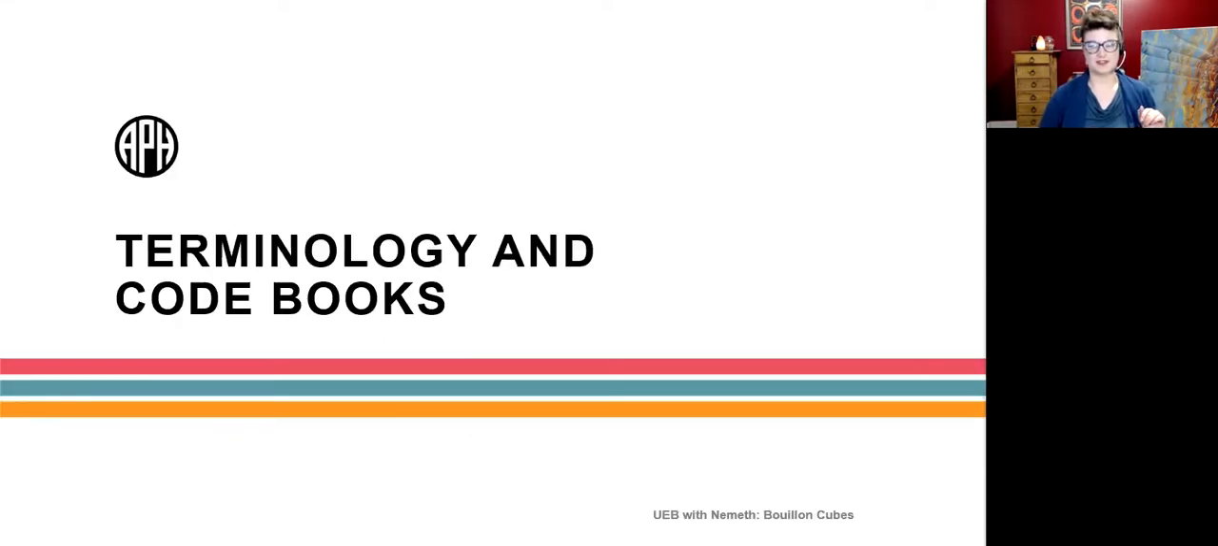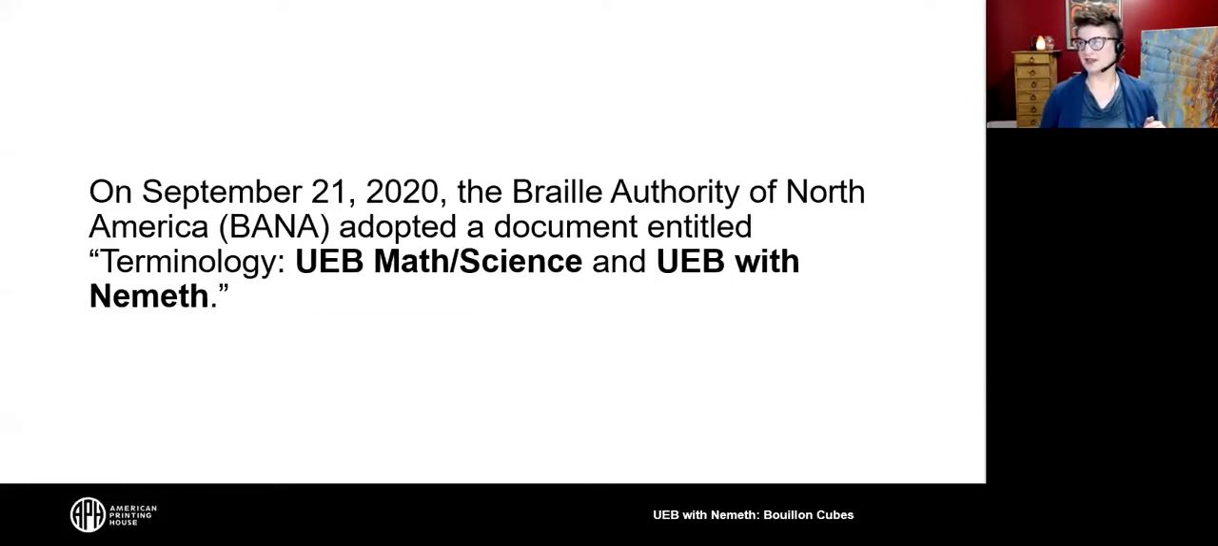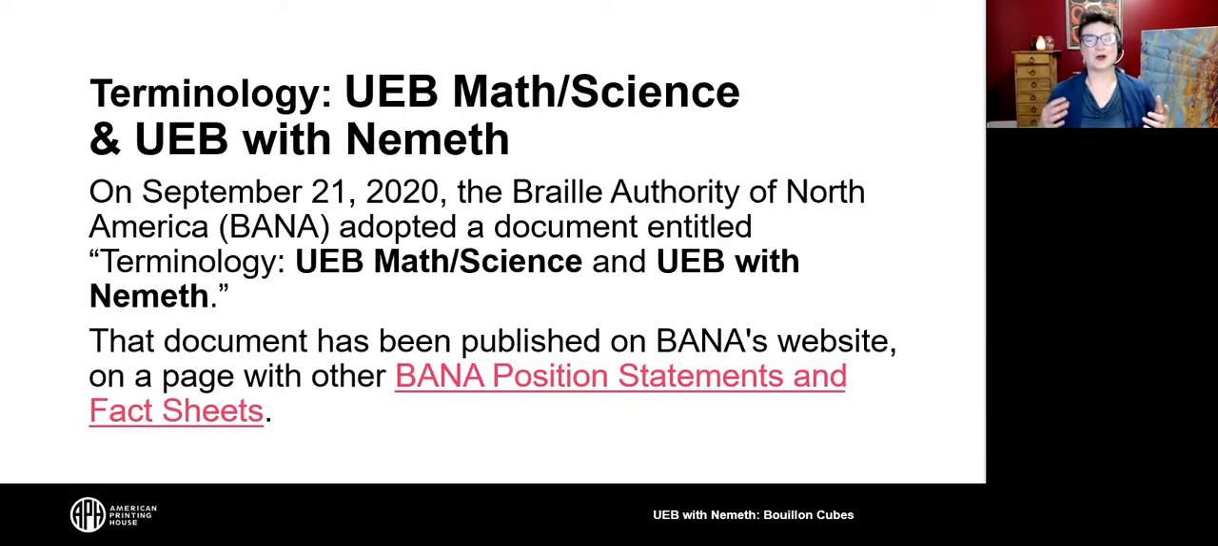Let's dive into the more specifics. First off, vocabulary, terminology, and primary sources or code books. On September 21st of 2020, BANA, or the Braille Authority of North America, officially adopted a document. The title is very helpful here: Terminology, UEB Math/Science and UEB with Nemeth. So the intent of this document is pretty inherent in the title.